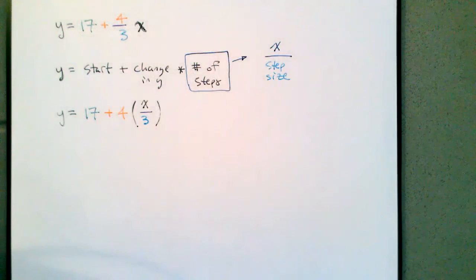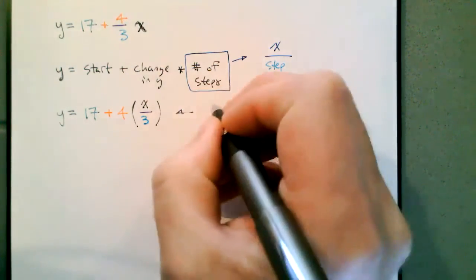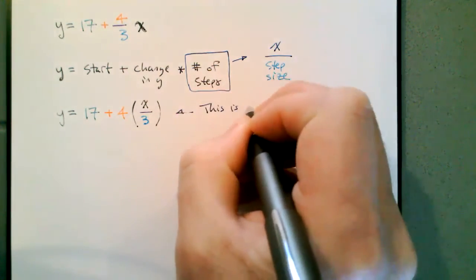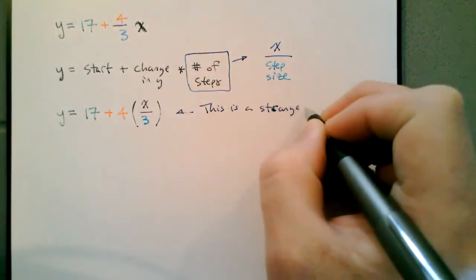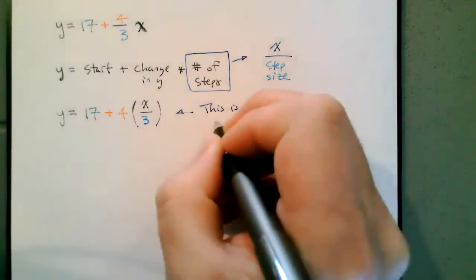So that's why that first table looked like start at 17 and add 4 a bunch of times. Add 4 every step. But to make every step size of 3, we can write this as x divided by 3. This would be a very strange way to write a linear function. So, admittedly, this is a strange way to write a linear function.